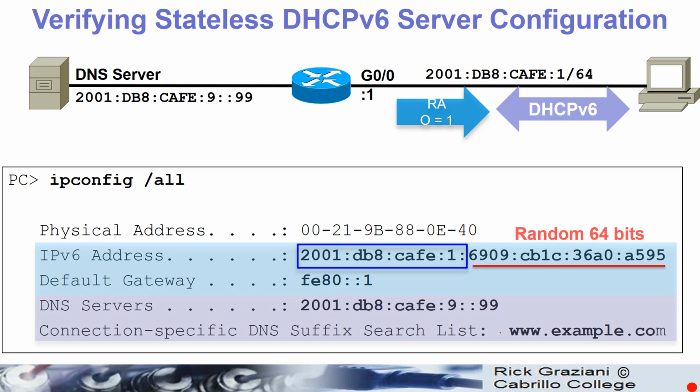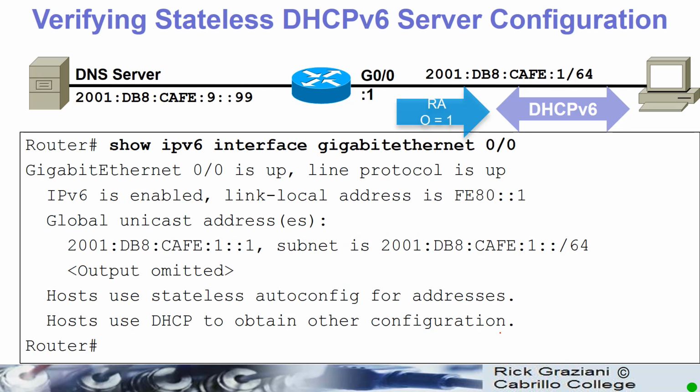Again, it's going to be using stateless for the auto configuration of its IPv6 address. If we want to look at the interface itself, we can do a show ipv6 interface for the interface we want. Here we're doing GigabitEthernet 0/0.